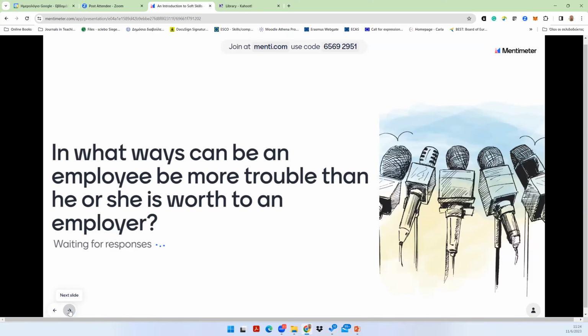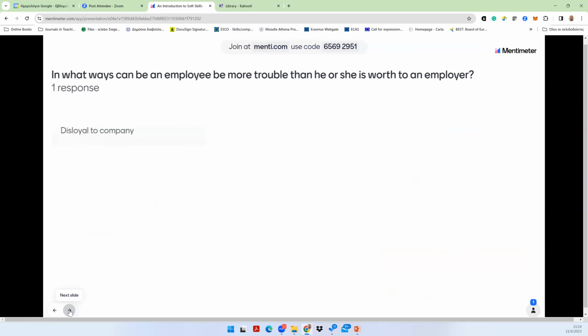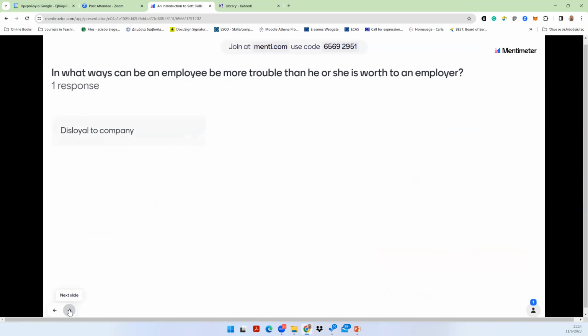And this is very important because this is a part of the self-awareness. You should realize what you should not do. Disloyal to a company. I will share something with you. I'm always changing research groups because I'm not loyal to anyone. When I feel fed up, I'm moving to the next station. And this is very important. Disloyalty to a company is a problem.